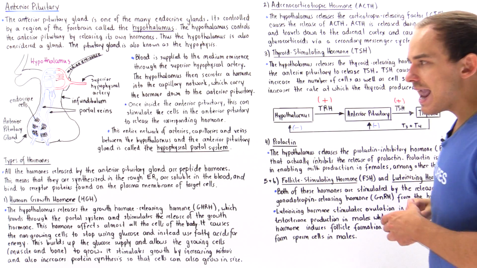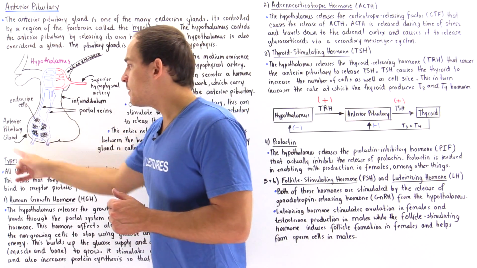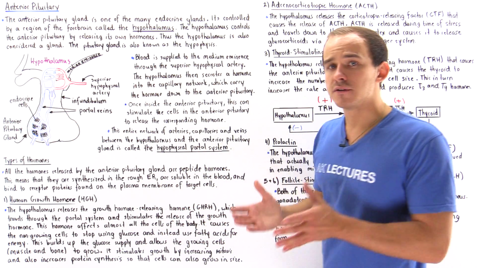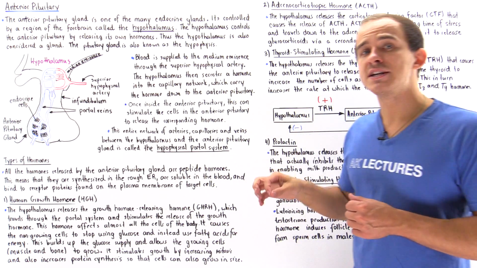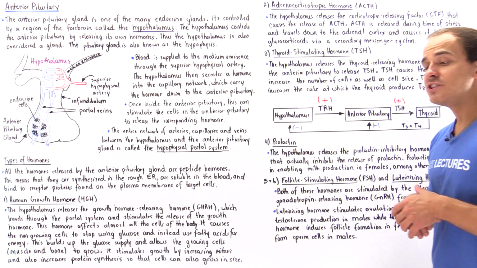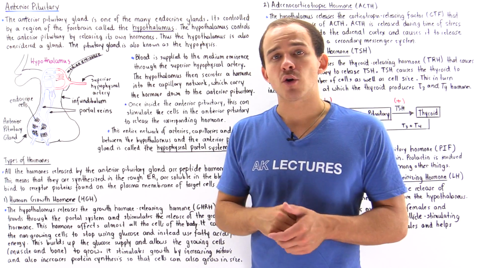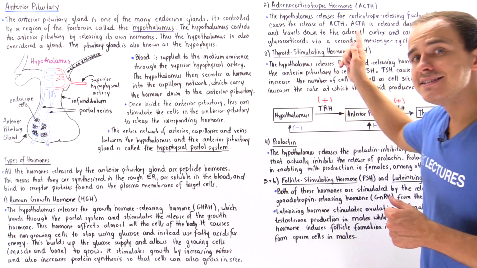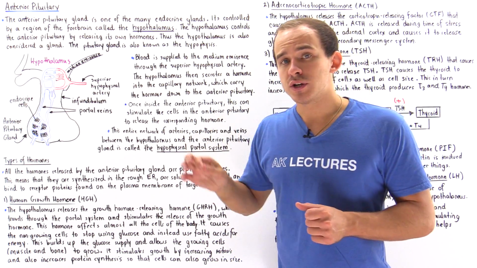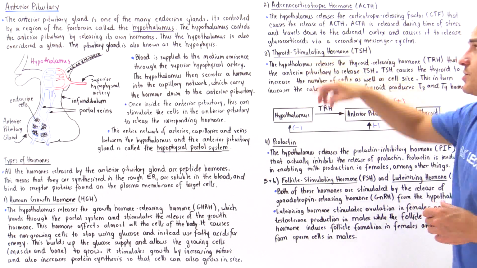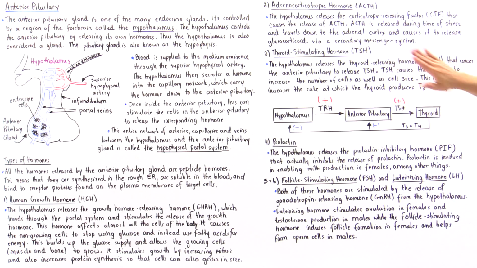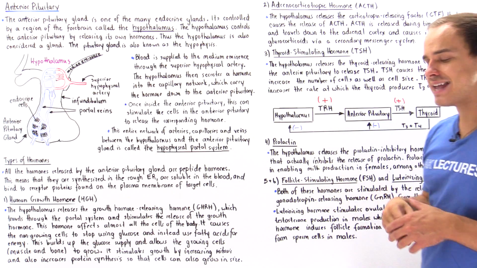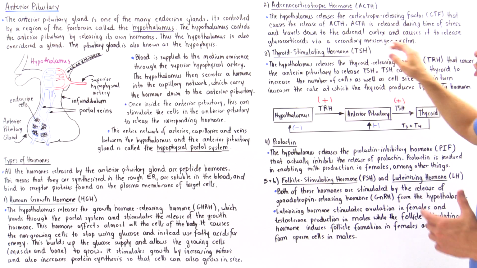Now, ACTH is released from the anterior pituitary gland at times of stress, and it basically carries that hormone via the bloodstream into another endocrine gland in the body known as our adrenal cortex. And ACTH causes our adrenal cortex to basically release a group of hormones known as glucocorticoids via a secondary messenger system. And we'll discuss these in more detail when we focus on the adrenal cortex.